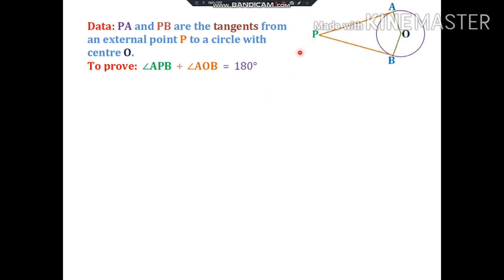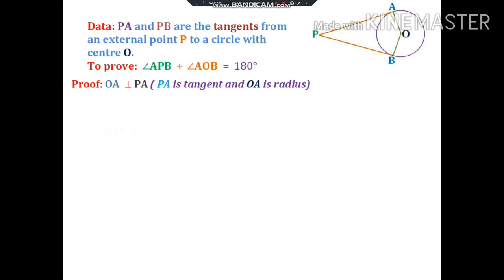Dear children, how to prove this? Do you have any idea? What is the angle at A, that means angle PAO? This angle is 90 degrees. What is the reason? This is the tangent and this is the radius. The tangent and the radius at the point of contact are always perpendicular to each other. Therefore, here the angle is 90 degrees. Similarly, here the angle is 90 degrees.